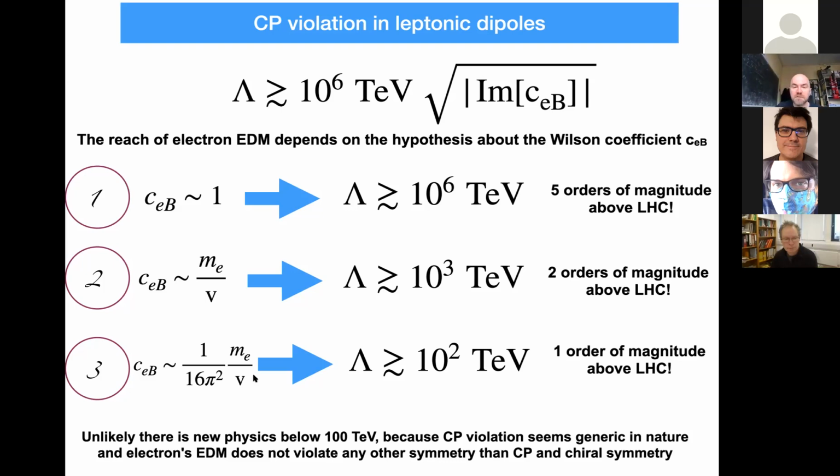So this is probably one of the most important guidelines about physics beyond the standard model: either there is the biggest conspiracy since Roswell, or new physics has to be above 100 TeV.